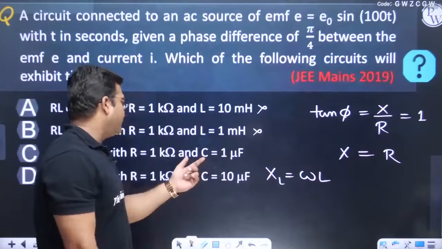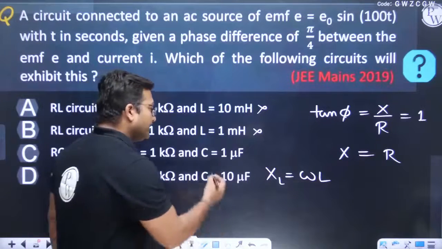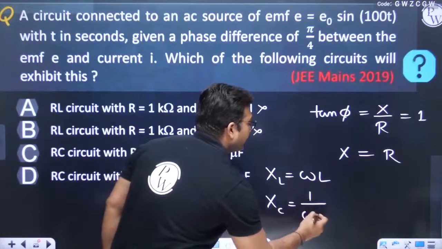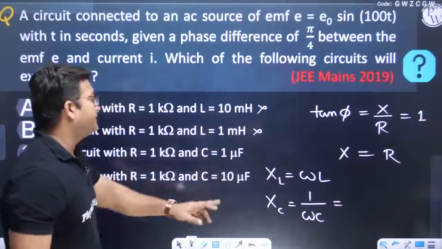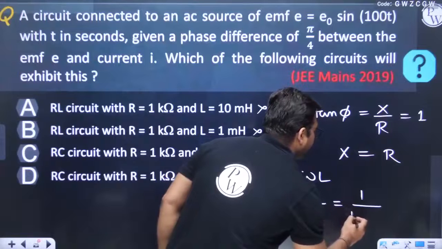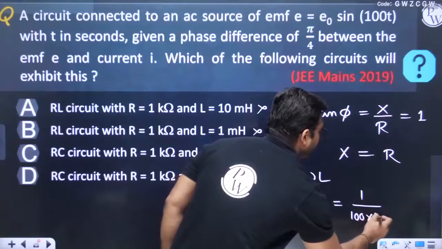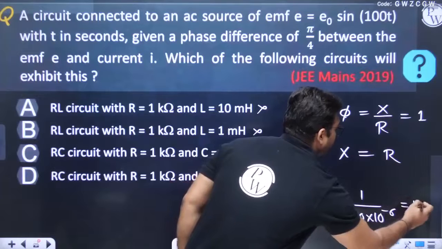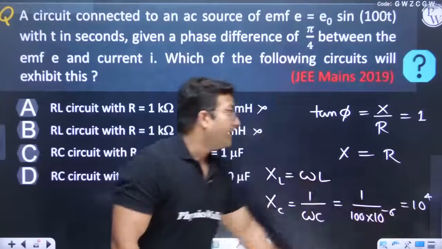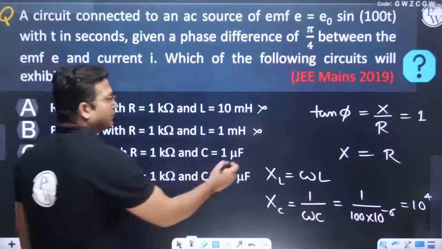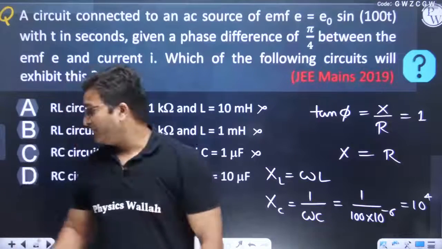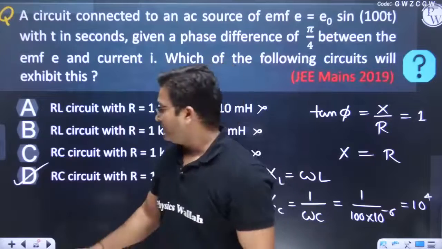Okay, let's check this part. This is a capacitor, and in a capacitor Xc equals 1 upon omega C. Omega is 100 and C is 1 microfarad. So 1 divided by 100 times 10 to the power minus 6 gives you 10 to the power 4. That is 10 kilo ohm. It is not equal to 1 kilo ohm, so this is also incorrect. You can check option D, but definitely this is the only choice left. So D must be the right choice. Okay, next.